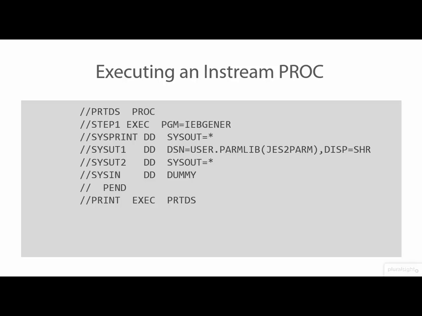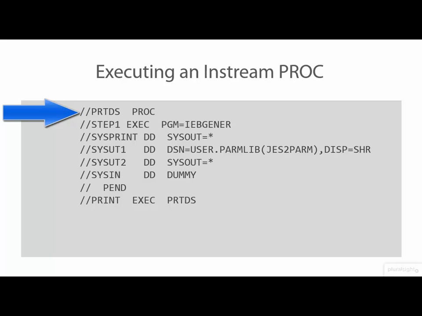So in this particular case then, we can look at an example of what an in-stream proc looks like by examining the IEBGENER that we've been looking at before. In this case, you'll notice that we have a proc statement at the beginning. We have the execute, sysprint, sysut1, and all the JCL to actually do the work. And then we have a PEND statement. And following the PEND statement, now we have the execute statement indicating we want to execute a proc called PRINTDS.